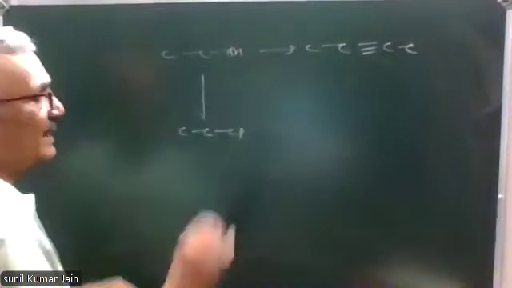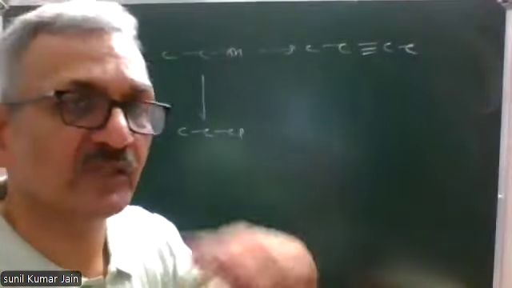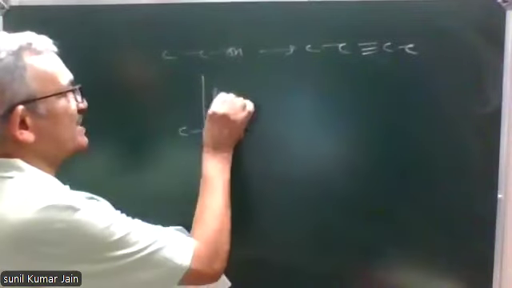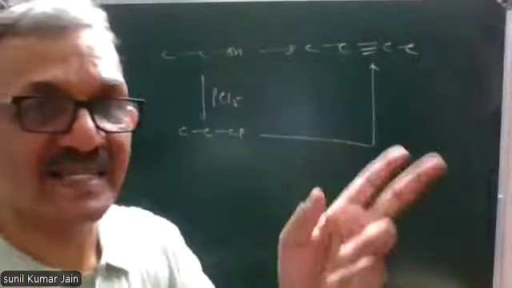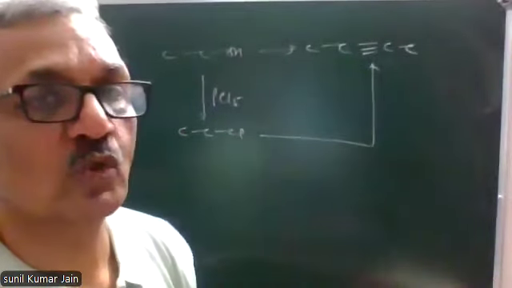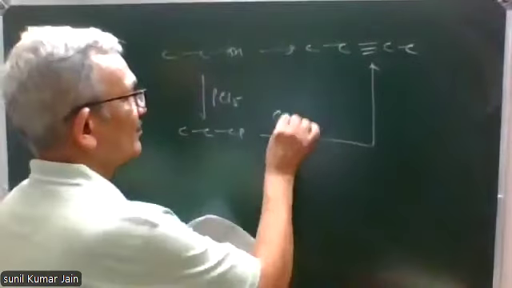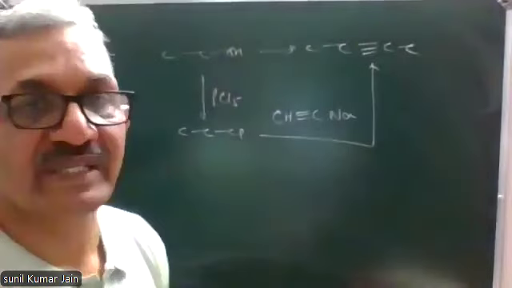Convert this into alkyl halide. You have studied 3 different methods to convert alcohol into alkyl halide. Use any one of them. Let us say PCl5. Then use one of the NSRs, which will give a higher alkyne. That was the reaction with sodium alkynide. Sodium acetylide.